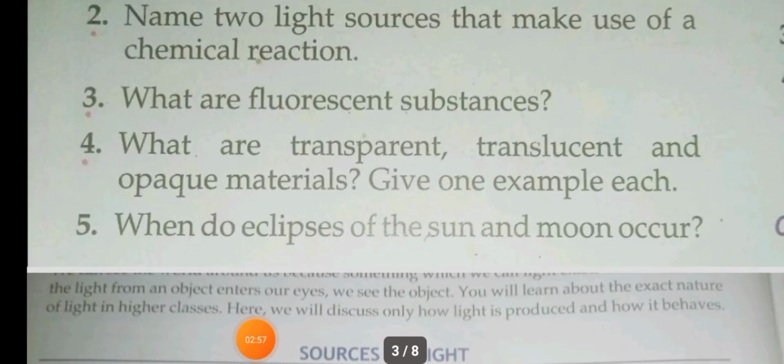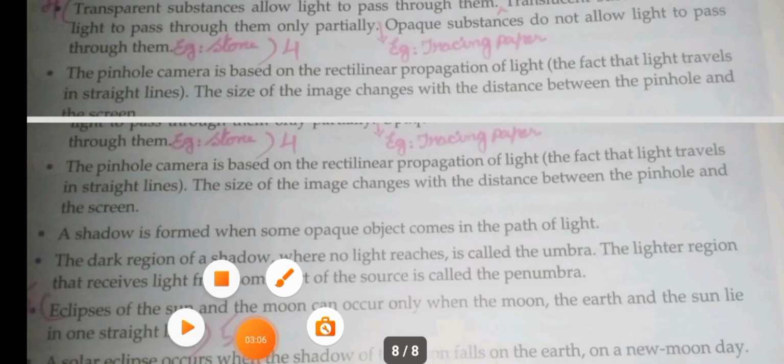Question number 5. When do eclipses of the sun and moon occur? Eclipses of the sun and moon can occur only when the moon, the earth and the sun lie in one straight line. Only when they are in a straight line, eclipses will be formed.